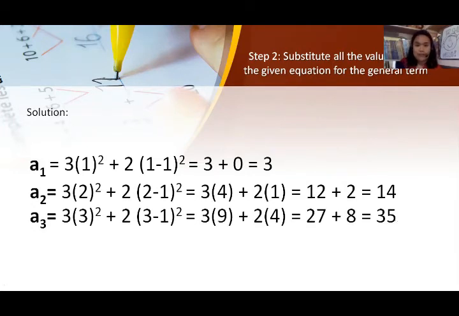Next, for the third term, okay, let's try to have this one. For the third term, we have to raise 3 to 2. So that's 3 times 3. That's equal to 9. And then 3 minus 1, we have 2. Actually, this is 2. Okay, 2 raised to 2, we have 4. And 3 times 9, you have 27. 2 times 4, you have 8. And we have now the third term.